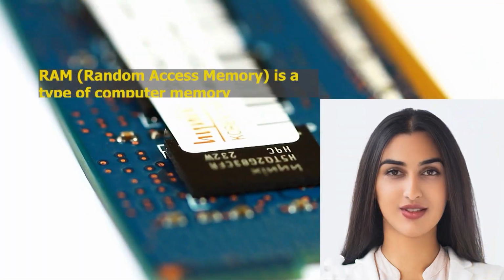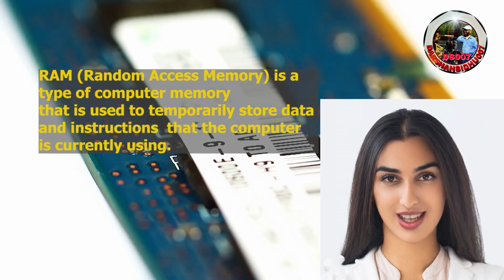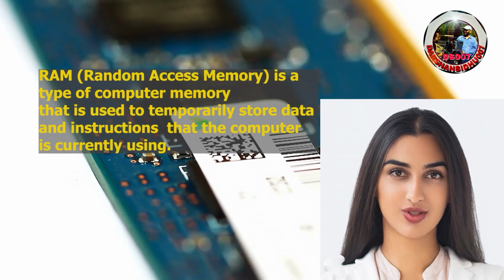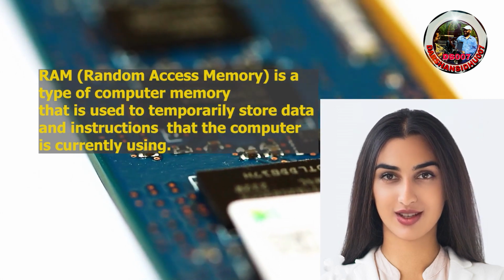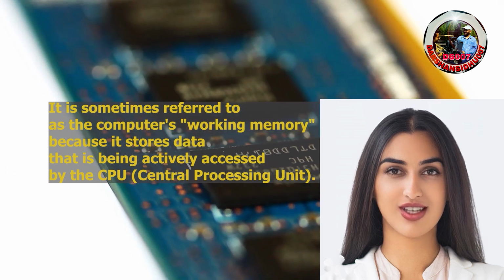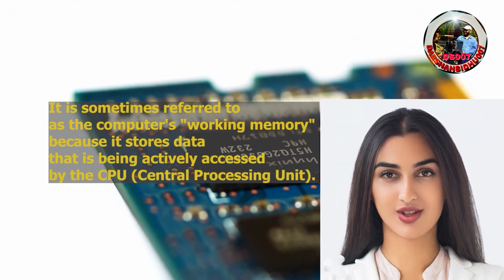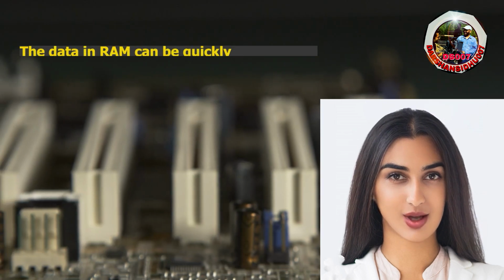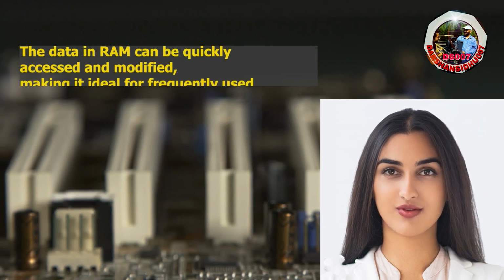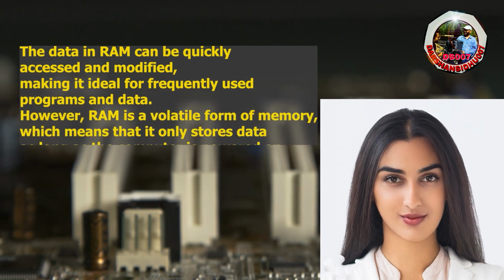RAM, random access memory, is a type of computer memory that is used to temporarily store data and instructions that the computer is currently using. It is sometimes referred to as the computer's working memory because it stores data that is being actively accessed by the CPU, central processing unit. The data in RAM can be quickly accessed and modified, making it ideal for frequently used programs and data.